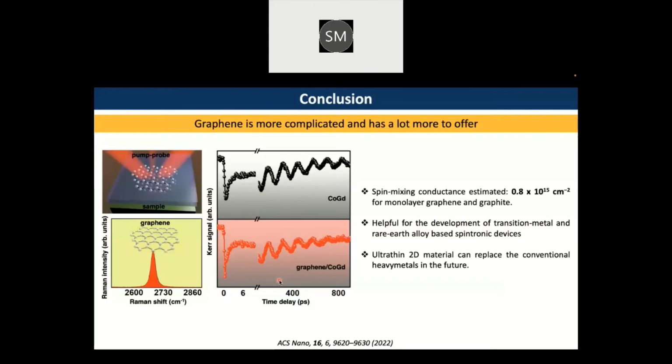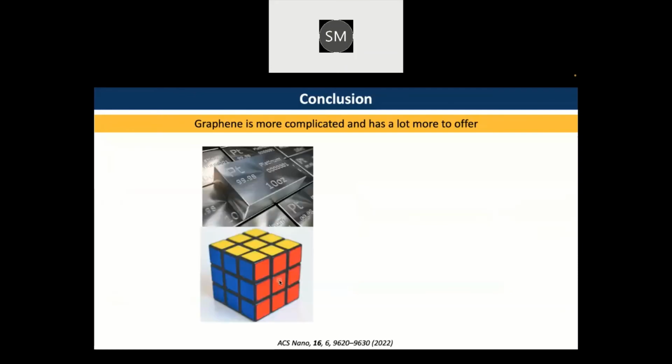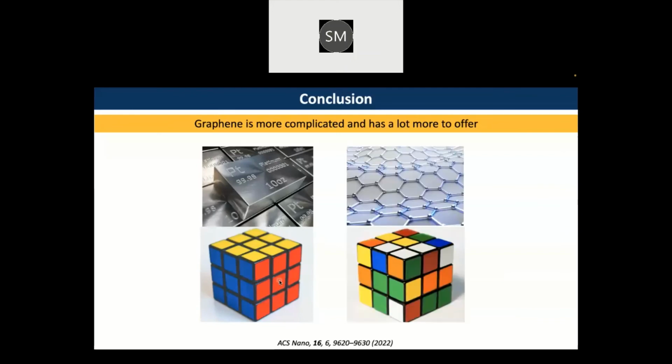Also, two-dimensional material can at some point replace heavy metals. However, I would conclude by saying that the scenario of spin current transfer or absorption is much simpler in case of heavy metals. With the number of layers in graphene, the scenario is quite complicated, but I would say on a positive note that it is very interesting also.